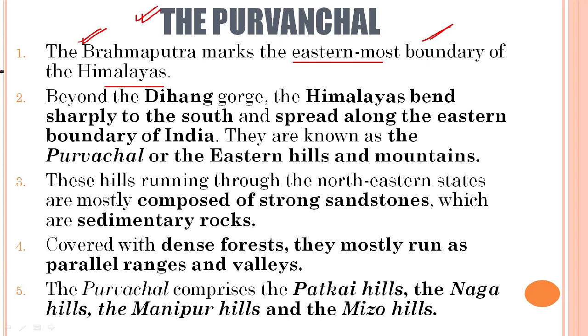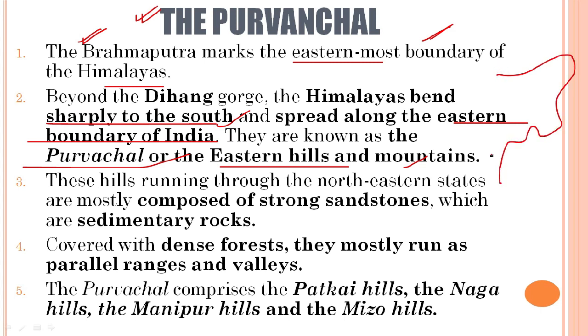Beyond the Dihang Gorge, the Himalayas bend sharply to the south and spread along the eastern boundary of India. They are known as the Purvanchal, or the eastern hills and mountains. Students, let us consider this to be the northeastern part of India, like this, and beyond Dihang Gorge we see the Himalayas bend sharply southwards and they spread along the eastern boundary of India like this. Okay, where they are known as Purvanchal.